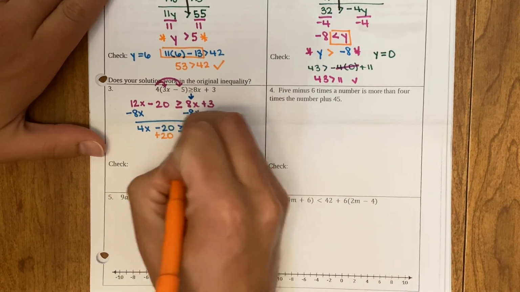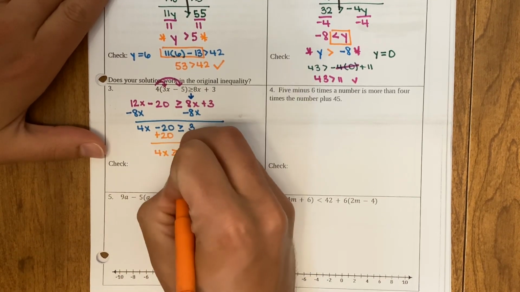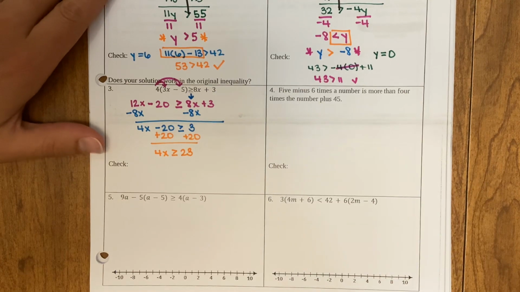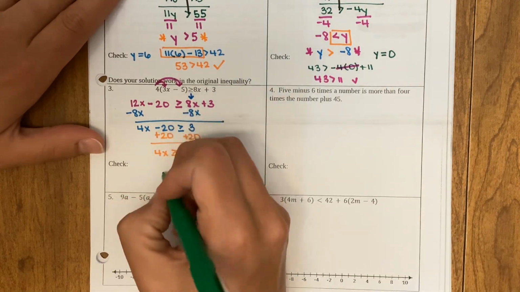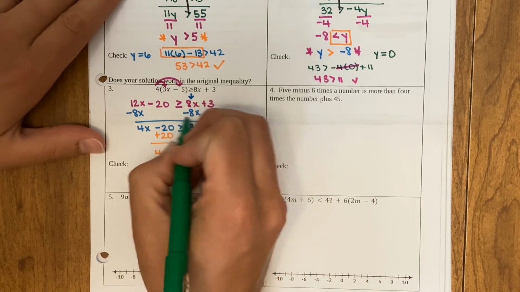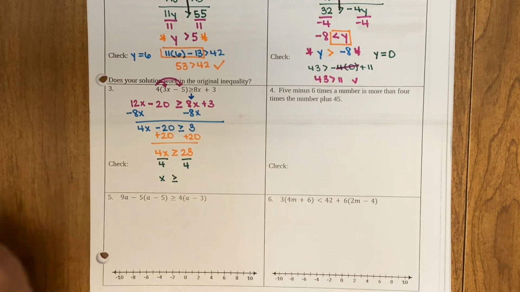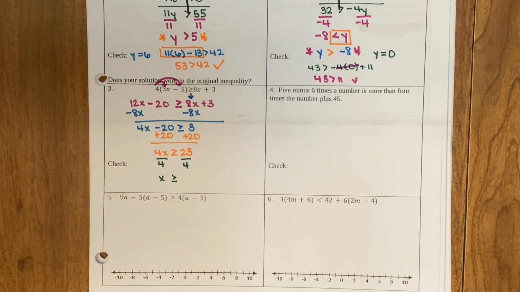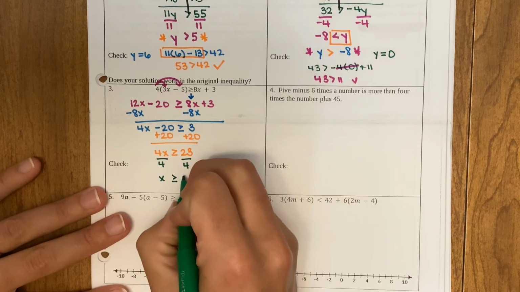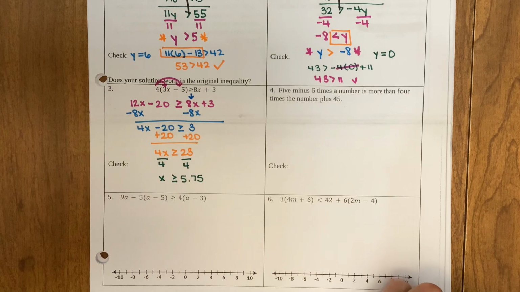I'm going to add my 20. 4x is greater than or equal to 23. I'm going to divide by 4. I intentionally moved the smaller number to make sure that one was positive, so I did not have to flip my sign. 23 divided by 4 is 5.75. It's not necessarily pretty, but it's an answer. This is actually a pretty decimal. We can get some uglier ones.